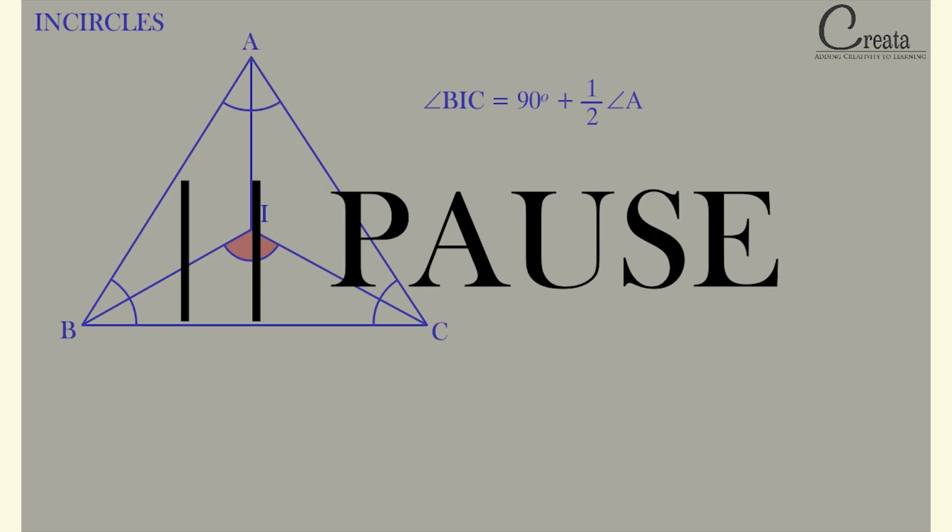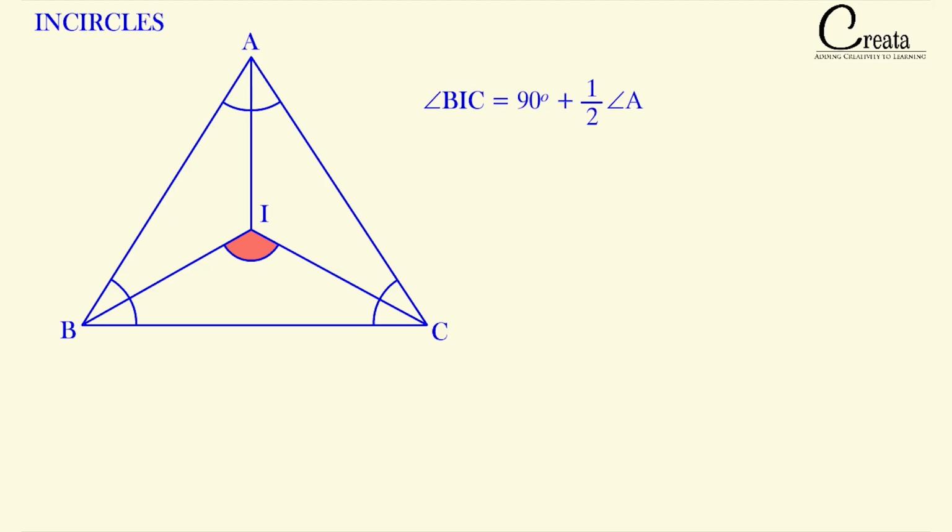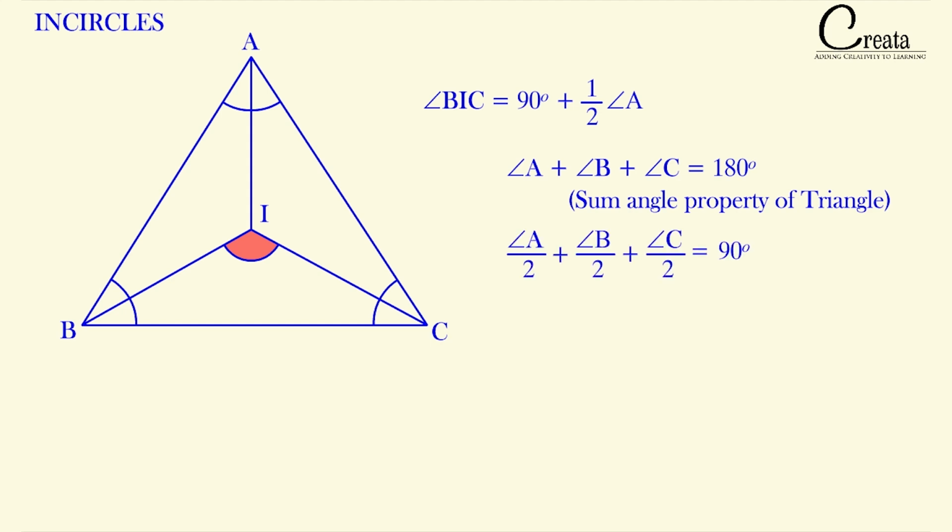Okay, simple fundamentals of triangles are applied. Now back to the proof. We know the sum of the three angles of a triangle is 180 degrees, that is angle A plus angle B plus angle C is equal to 180 degrees. Let's divide both sides of the equation by 2. We got angle A/2 plus angle B/2 plus angle C/2 is equal to 90 degrees.